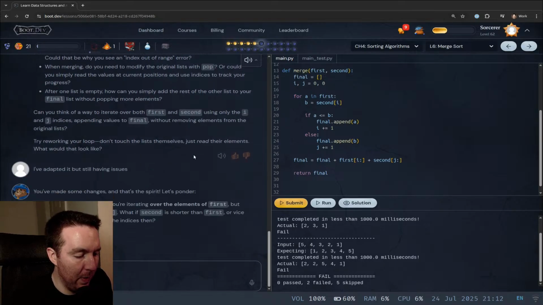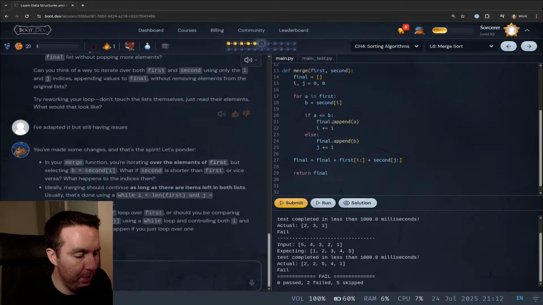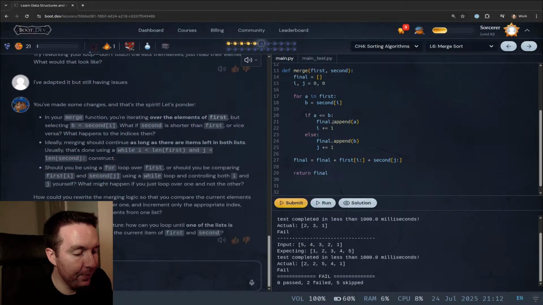In your merge function, you made some changes, and that's the spirit. Let's ponder. In your merge function, you're iterating over elements in first, but what if the second is shorter than the first, or vice versa? What happens to the indices? Then ideally, merging should continue as long as there are items left in both lists. Usually, this is done with a while loop.